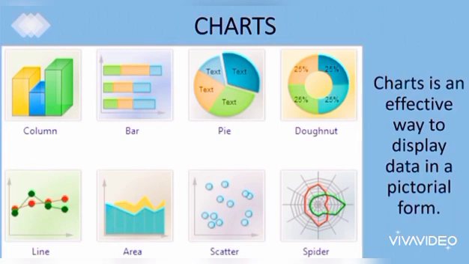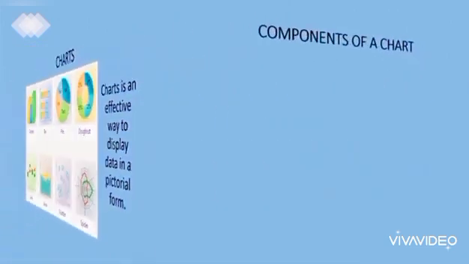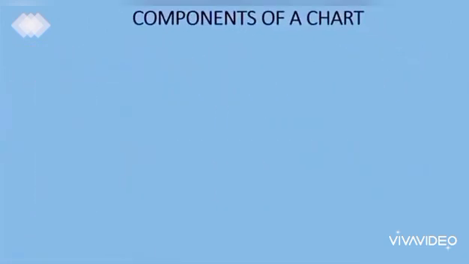So what is a chart? A chart is an effective way to display data in a pictorial form. As you can see here, we can see different types of charts: column chart, bar chart, pie chart, donut chart. So they are the different types of charts. Now, before we learn how to create a chart in Excel, let's understand the different components of a chart.